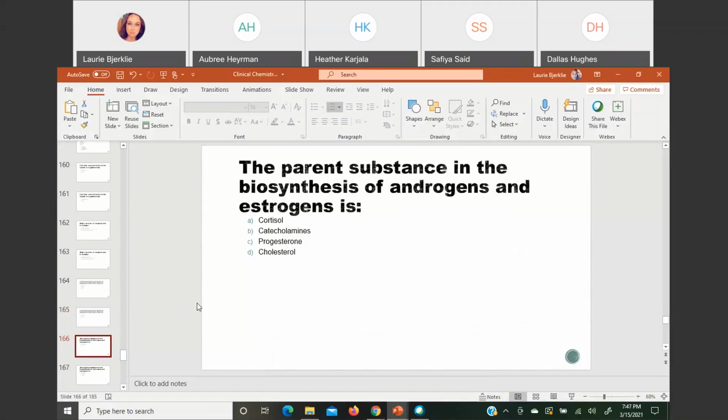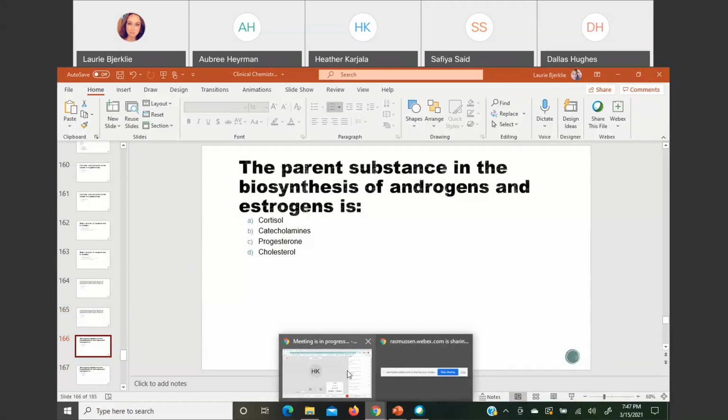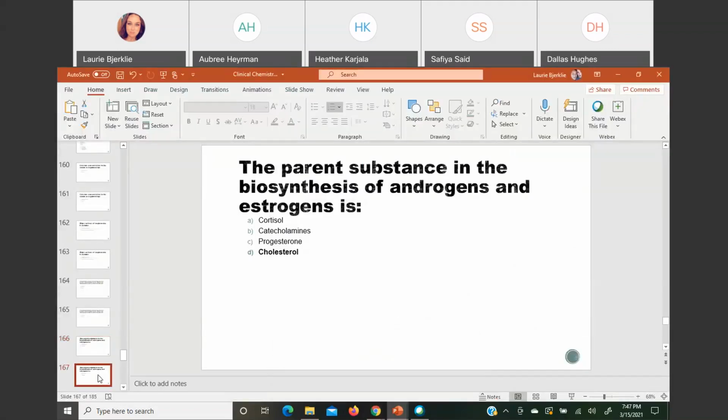The parent substance in the biosynthesis of androgens and estrogen hormones is what? What helps make those androgen and estrogen hormones? Good. It is cholesterol. That cholesterol has a lot of roles in our body. It's amazing.